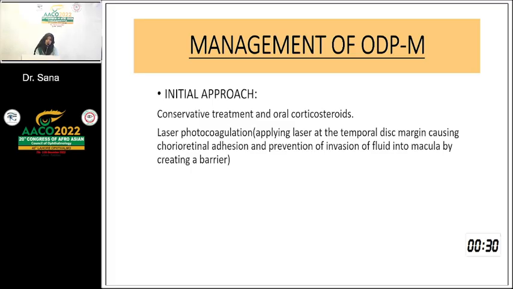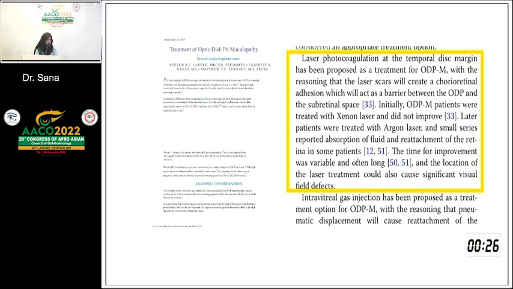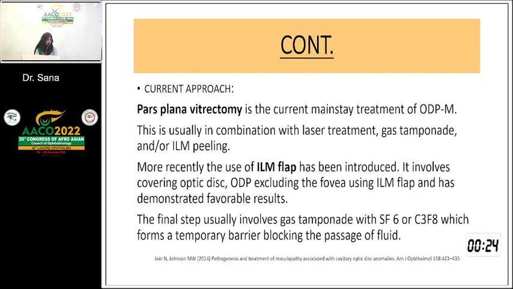Laser photocoagulation can also be performed, but it is less effective, and we ultimately go for surgery. So pars plana vitrectomy is the mainstay of treatment so far. We can combine it with laser, gas tamponade and inner limiting membrane peeling. An ILM flap has been introduced, and we can close the patient in sulfur hexafluoride gas or C3F8, and it will act as a temporary barrier.